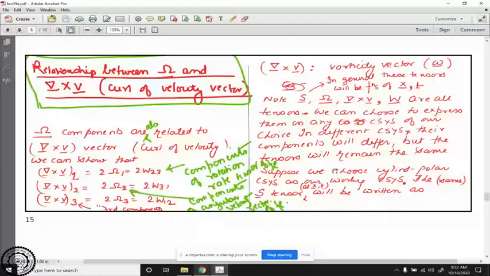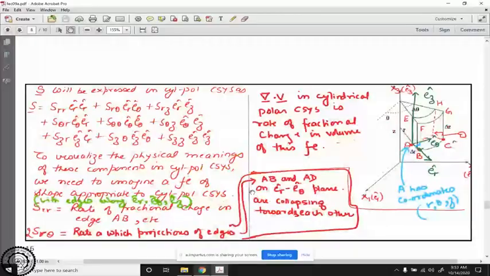All right. So next class, we will try to see how the components of these tensors look like in another popular coordinate system, which is cylindrical polar. Again, because we do use cylindrical polar coordinate system once in a while, so it's good to get familiar with the components of these quantities in that coordinate system as well. That I will do tomorrow. So I stop here. If you have questions, please write on the chat box.